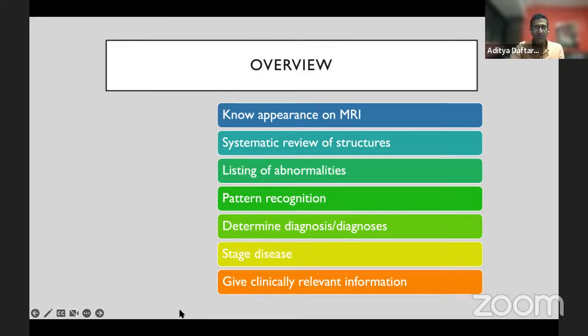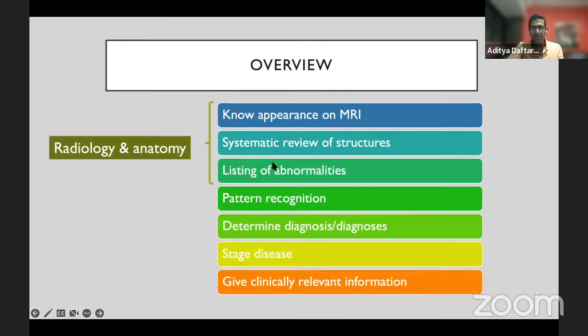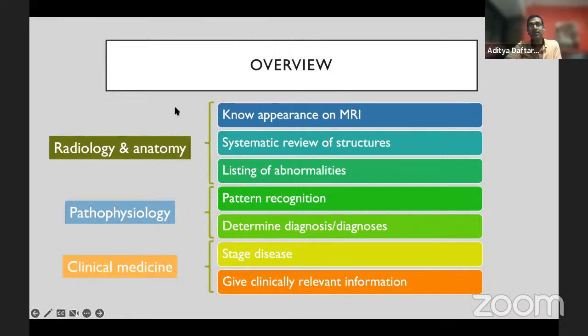The first part of this usually is going to be the radiology and anatomy. The second part is the pathophysiology, because once we understand the pathology of the injury or how it happens, that helps us to determine what injury is going on. And then once we determine what the appearance of the structures are, we'll see how useful that is in order to give us the information that we need to manage a particular situation.